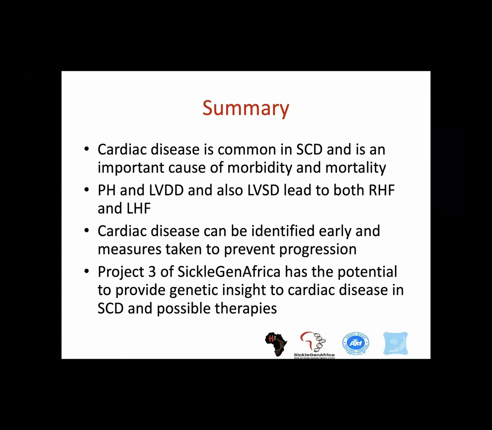And finally, I believe strongly that our project has the potential to provide genetic insight into cardiac disease in these patients and provide possible therapies.